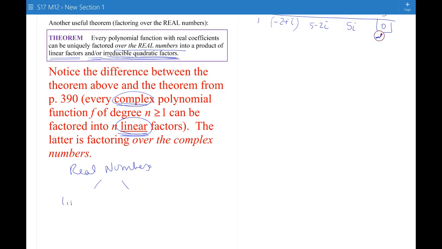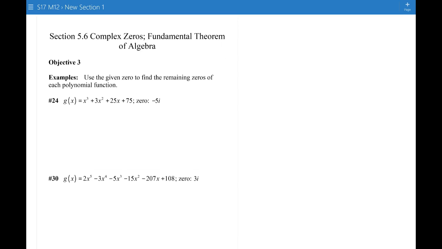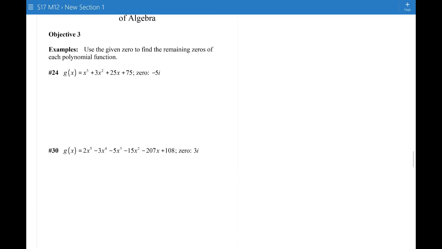You either get linear or irreducible quadratics, and those are ones where you would get complex solutions like x squared plus 1. If you're going for complex zeros, then you can always go to linear factors, always. Okay, so here's an example where you're supposed to use the given 0 to find the rest of the zeros of the polynomial. And we'll do one here, and then we'll do another one in class.